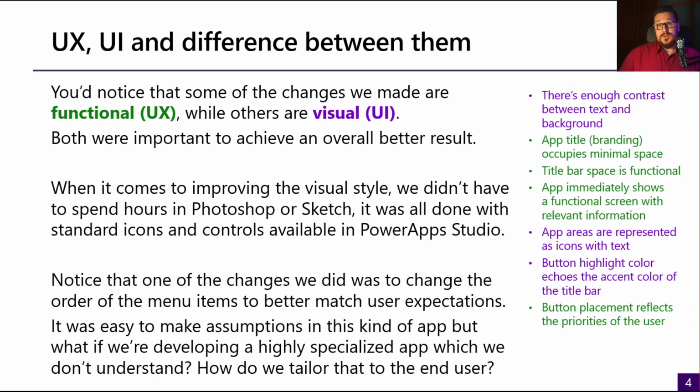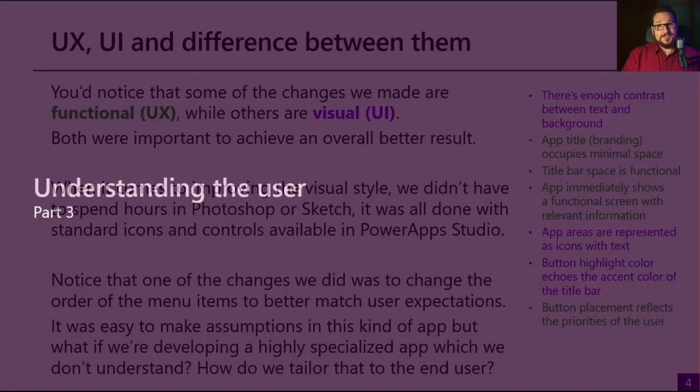We made those changes based on assumptions of what the user actually needs, but how do we actually know what the user needs? What if it's some kind of a highly specialized app that we don't understand? How do we tailor it specifically to the user needs? Well, that's what the next chapter is all about.